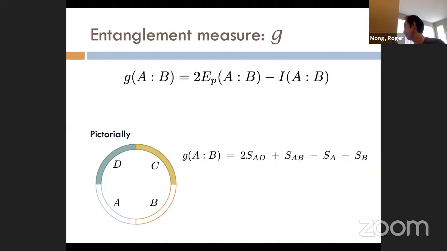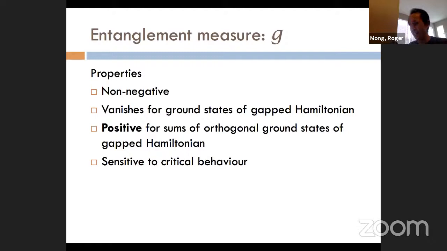All right, so I'm going to now go over a bunch of properties of G, just like I went over properties of H. First, it's non-negative, just because of the way it's constructed. It turns out it once again vanishes for ground states of gapped Hamiltonians, and I'll show that in a second. It does not vanish for some orthogonal ground states, so what we call some of a polygon state. And once again, it's sensitive to critical behavior. So I'm going to basically go through some of this stuff again.